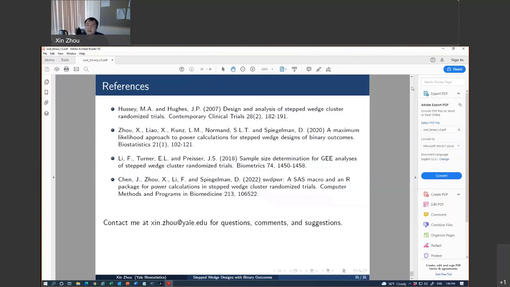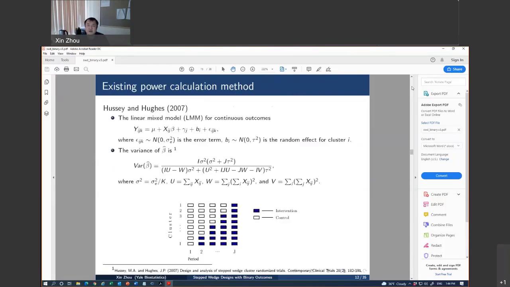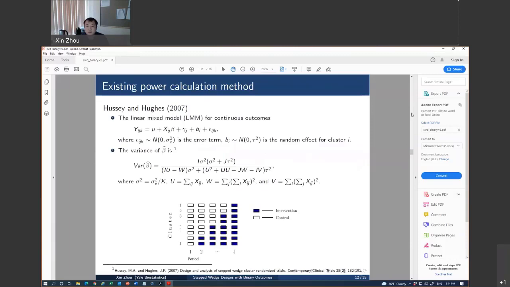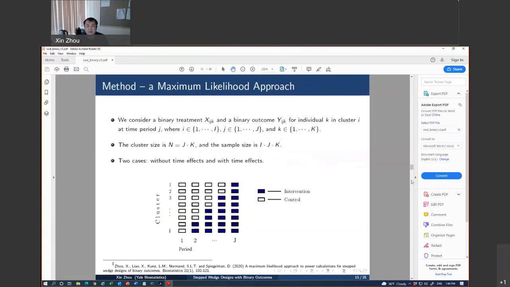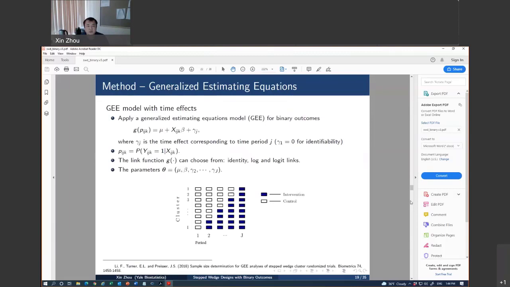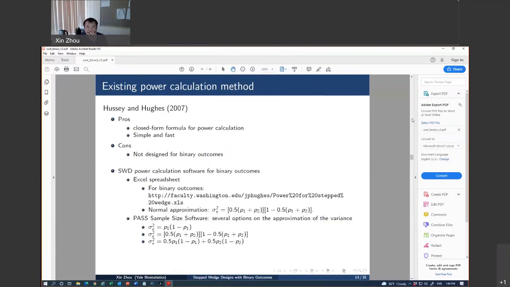I think the reason why the Hussey-Hughes method is not accurate is that they use an approximation method. Is it that they use the normal approximation where they should use a t-score? Oh, I don't think so. Okay, that's the slide here. They use a normal approximation to estimate the variance. Actually, they assume the variance is a constant, but that is not true for binary outcome.